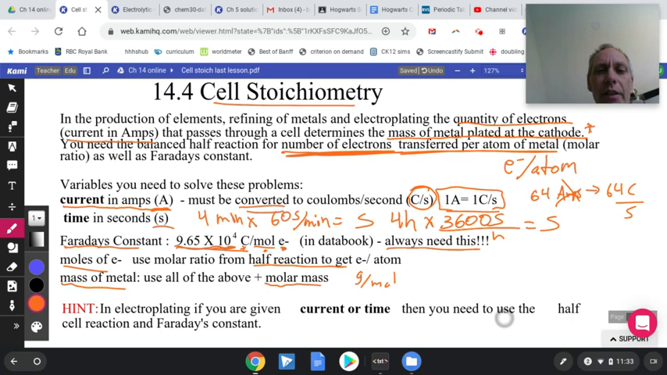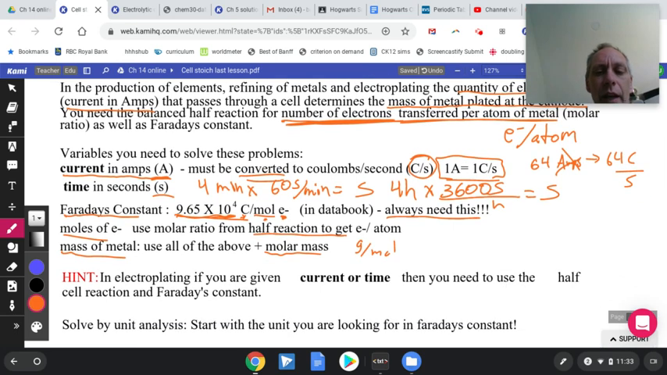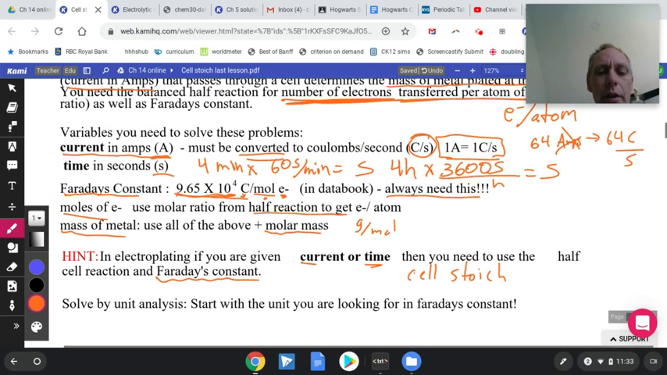Okay, if it's an electroplating question and you are given current or time, then that's your hint that it's cell stoich, and you also need to go and grab Faraday's constant because that's how you're going to solve for current or time or cancel them out. It's all about unit analysis. Every one of these questions we're going to be solving by units. Okay, so here we go. Let's dig into it.